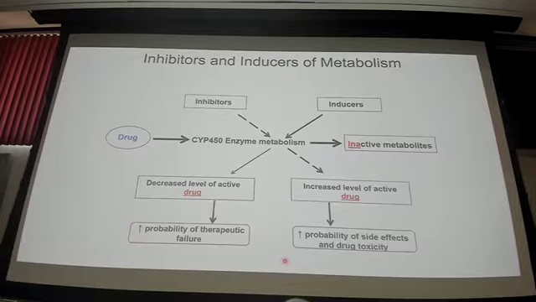Yes? And then for a prodrug, it would be the inverse for both of those? Yep. And then for an inducer, a drug given with an inducer is going to induce this enzyme, meaning that this drug is going to be metabolized faster, decreasing the level of active drug, and that's going to cause less than a therapeutic effect because the drug is being broken down too fast.